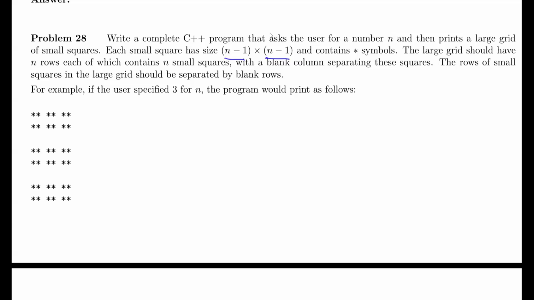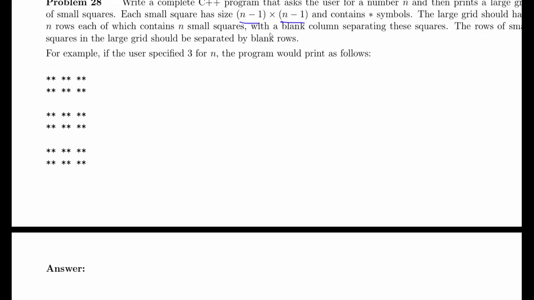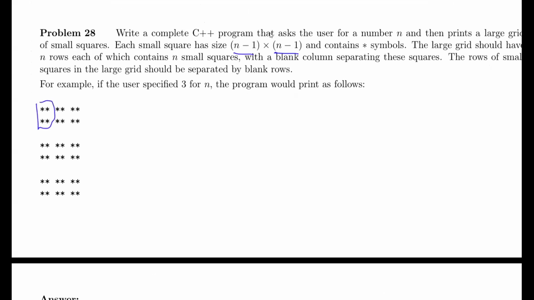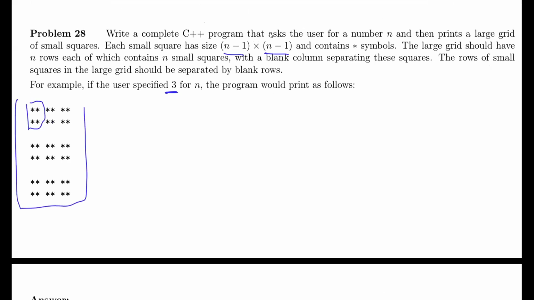So each small square contains n minus 1, which means if the input is 3, you need to print an n minus 1 square. The large grid needs to have n rows of the small square, and n columns of the small square. And then you need to separate each small square with a blank, each column with a blank, and each row with a blank row.